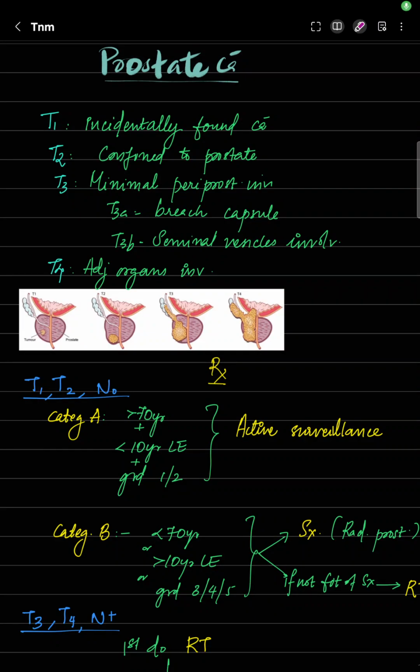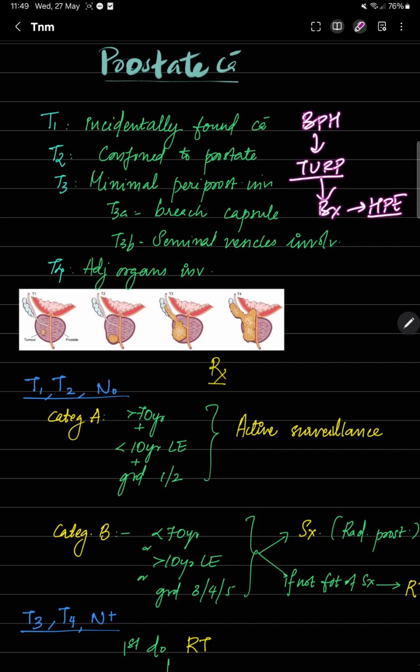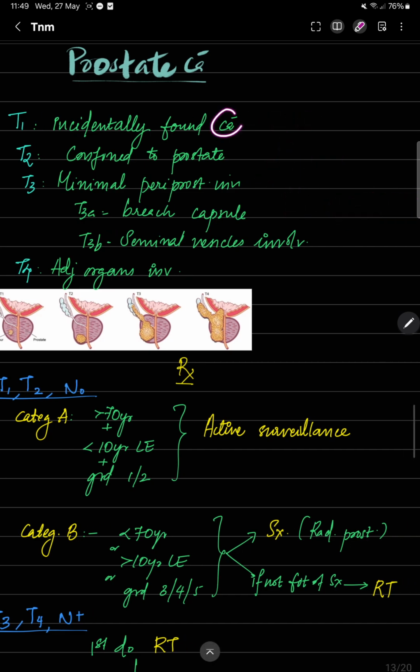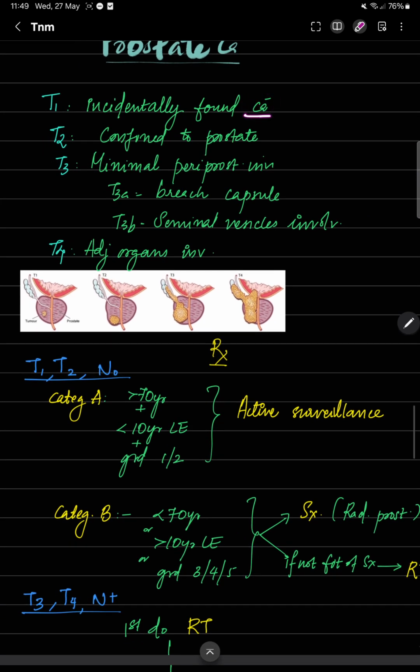Hi friends, this video is about TNM staging of prostate cancer. The T1 means incidentally found cancer. That is, the doctor during the clinical examination cannot identify the tumor. Then for some other purpose, suppose the patient had BPH, we have done the TURP, that is transurethral resection of the prostate. We will usually send this for histopathological examination. Now the pathologist will tell that this was a cancer, that is the incidentally found cancer.